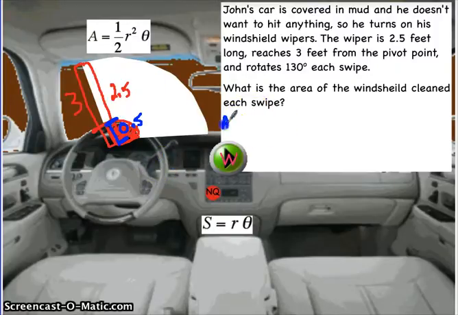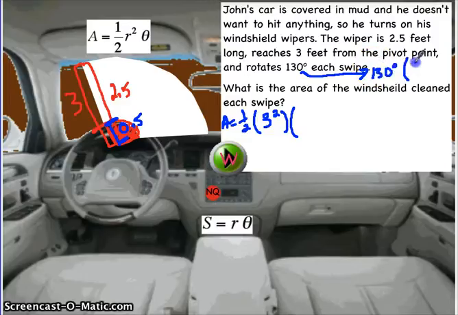So again, the area formula is 1/2 times the radius, from the pivot point all the way to the end, the radius right now is 3, squared, times, now 130 degrees is not in radians, so we need to say 130 times, again, pi over 180. And again, 130 over 180 is 13 pi over 18.